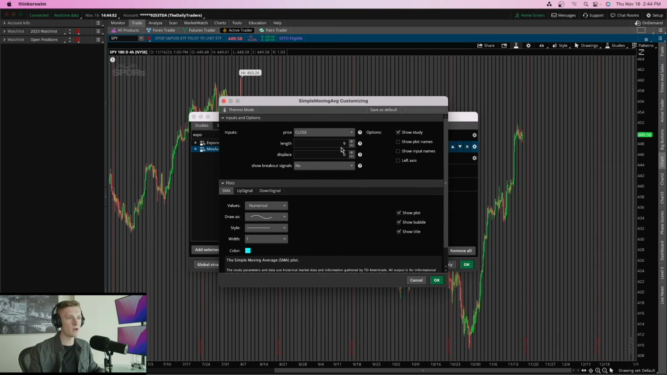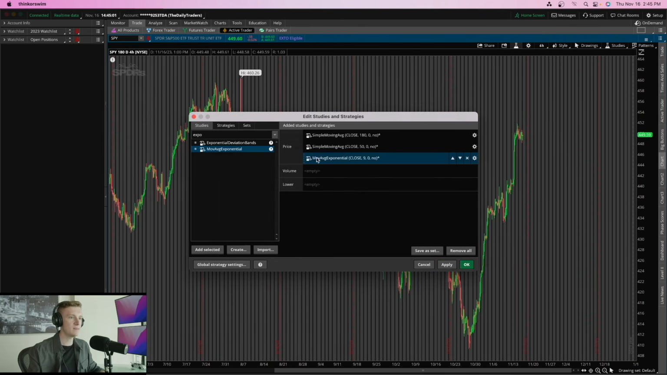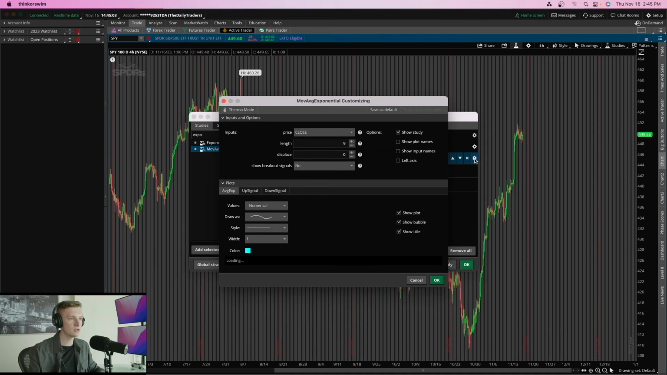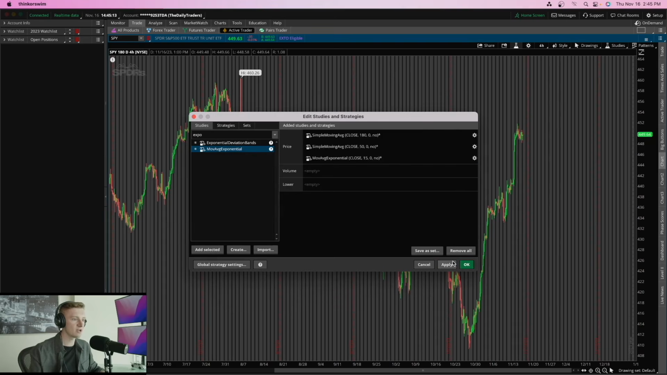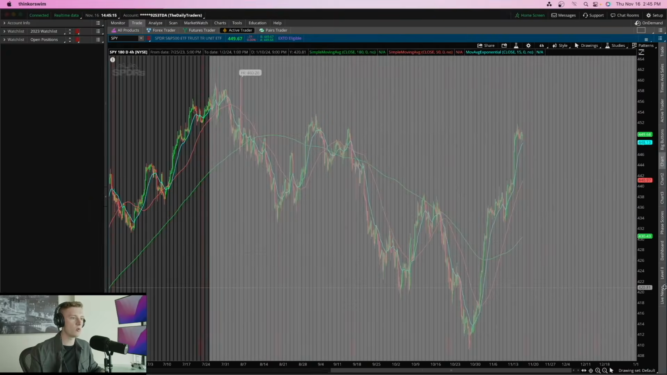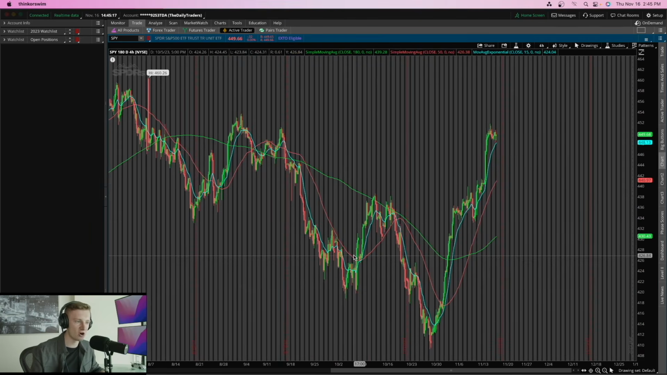Back to the gear icon. Now we're going to click on length, change the second simple moving average to 50, color, red, and then finally the moving average exponential. Click on the gear icon, change this length to 15, and then leave it as the default blue color. And now you're going to click apply, and there you go. We have what are called moving averages on our screen.